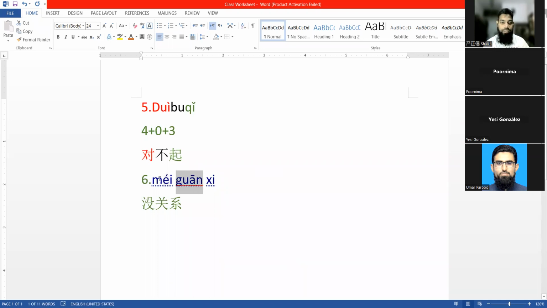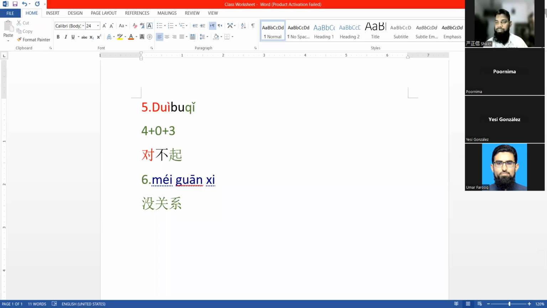So this is "mai", and then we have "guan". Because this is the first tone, we pronounce it in a straight way: guan, guan. This is the G as in garden, and then we have "guan", and then "xi". Mai guanxi, mai guanxi.